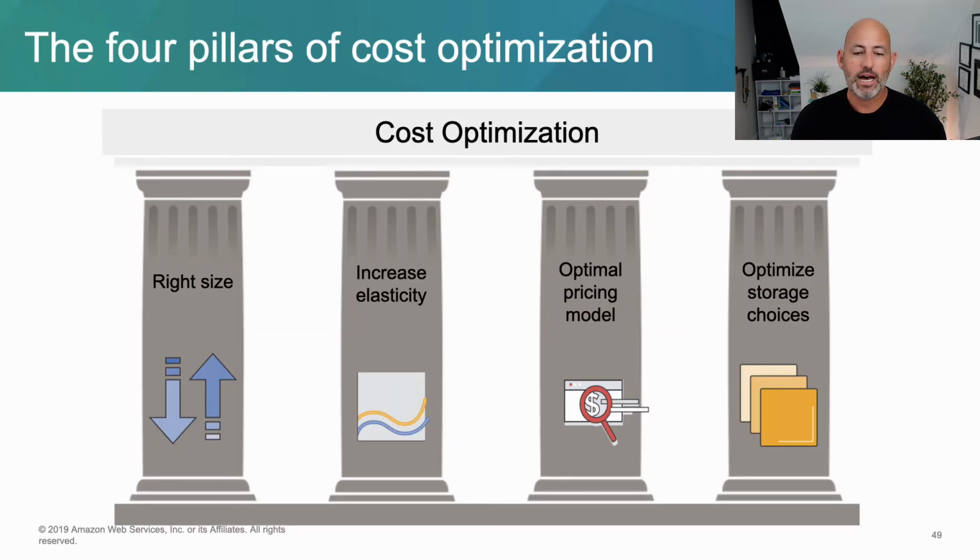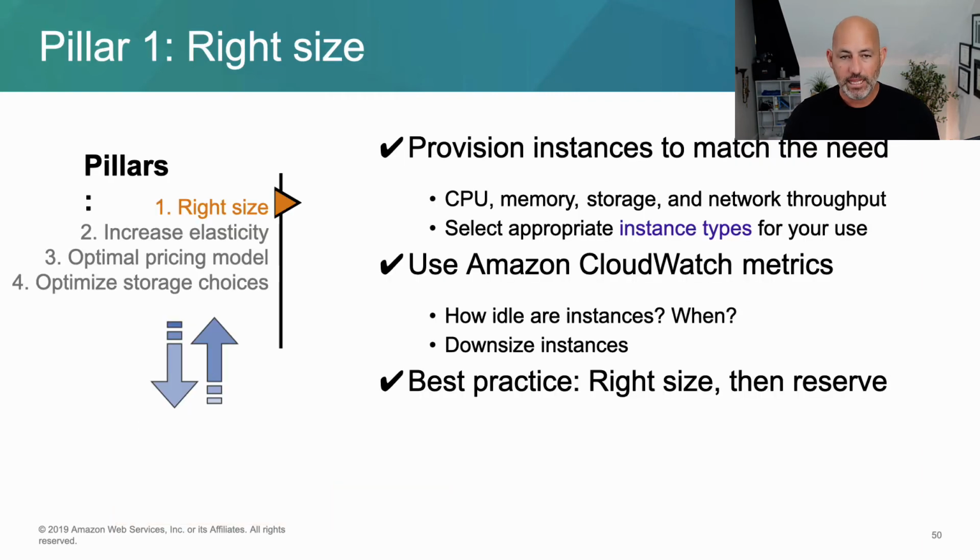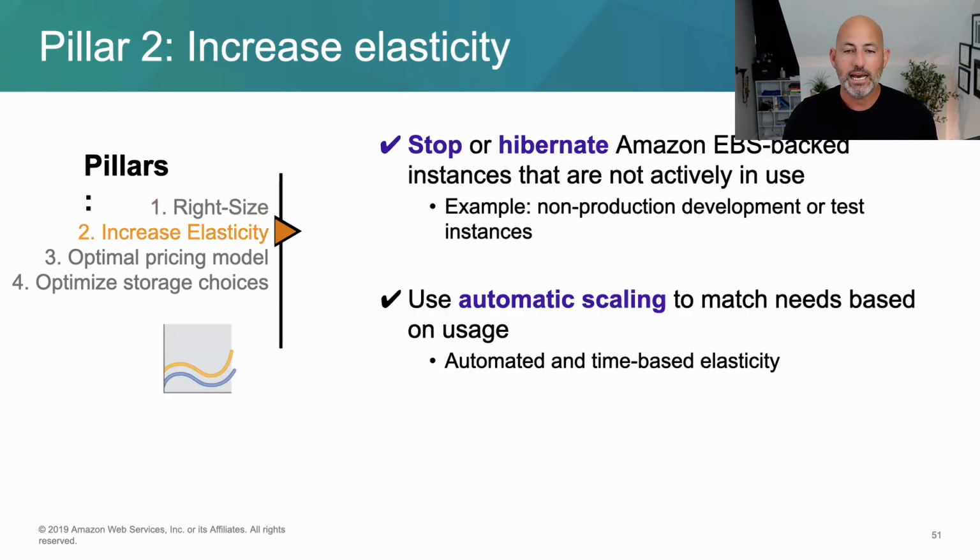There are 4 pillars of cost optimization: right size, increased elasticity, the optimal pricing model, and also optimal storage choices. Now, pillar one, right size, that would mean the provisioned instance must match the needs. So CPU, memory, storage, network throughput. In terms of Amazon CloudWatch metrics, you want to look at things like, are the instances idle, or are they busy, and then pick the right size.